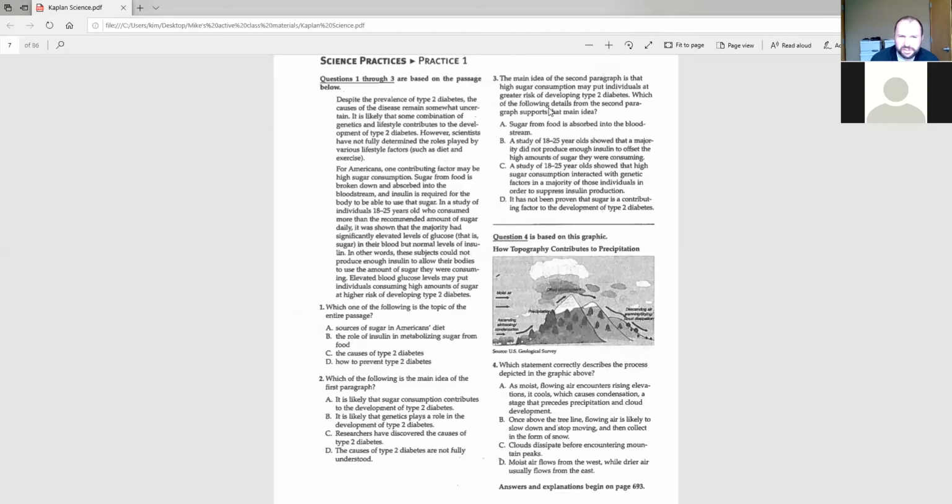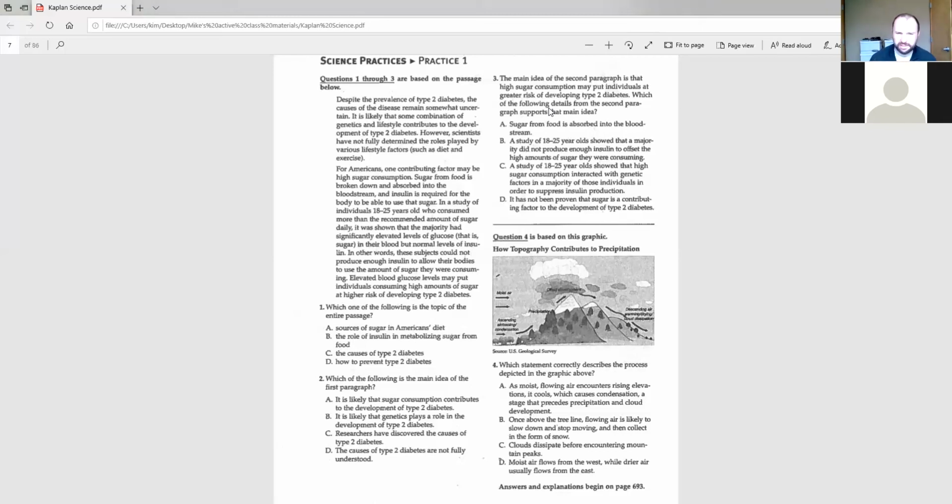In a study of individuals 18 to 25 years old who consumed more than the recommended amount of sugar daily, it is shown that the majority had significantly elevated levels of glucose in their blood, but normal levels of insulin. In other words, these subjects could not produce enough insulin to allow their bodies to use the amount of sugar they were consuming. Elevated blood glucose levels may put individuals consuming high amounts of sugar at higher risk of developing type 2 diabetes.